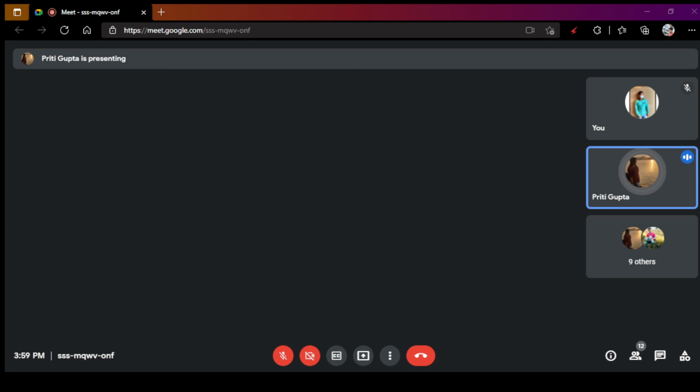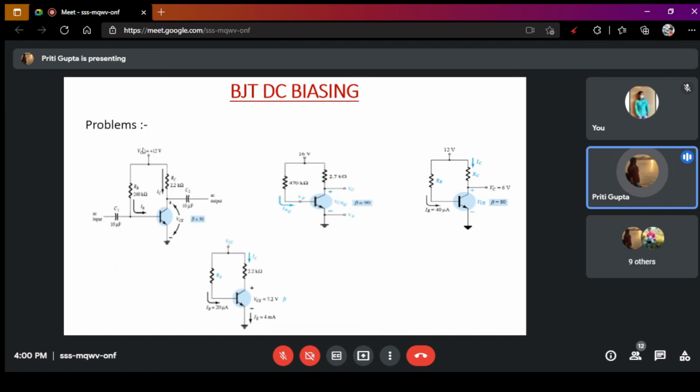Capacitance values are of no use. The C1, C2 values are just creating confusion, nothing else, so just omit them. So VCC minus of IBRB minus of VBE is equal to 0. From here you can easily find the value of IB. Once you get IB, you have to calculate IC. We all know IC equals to beta into IB. Beta is given 50. So you can easily find out the value of IC.